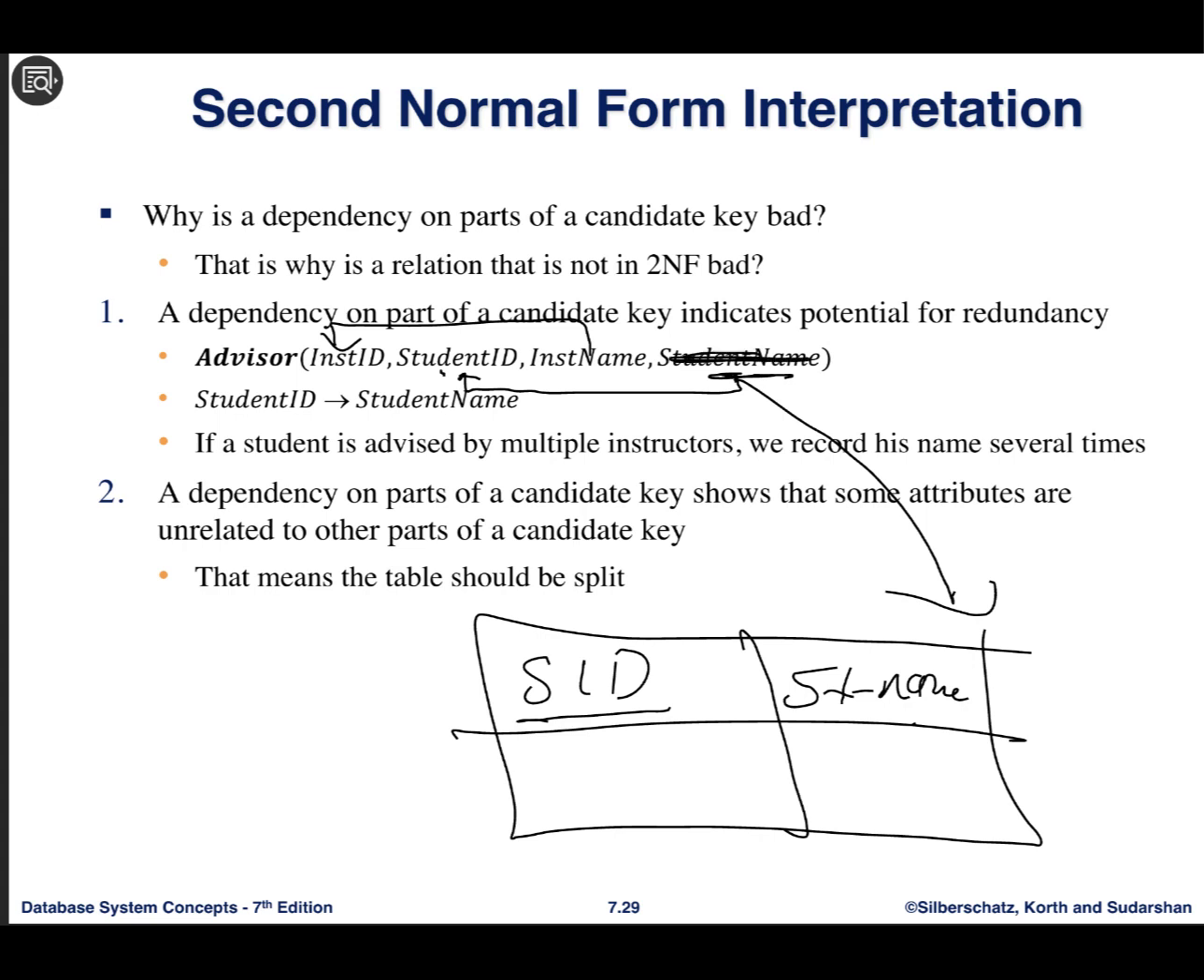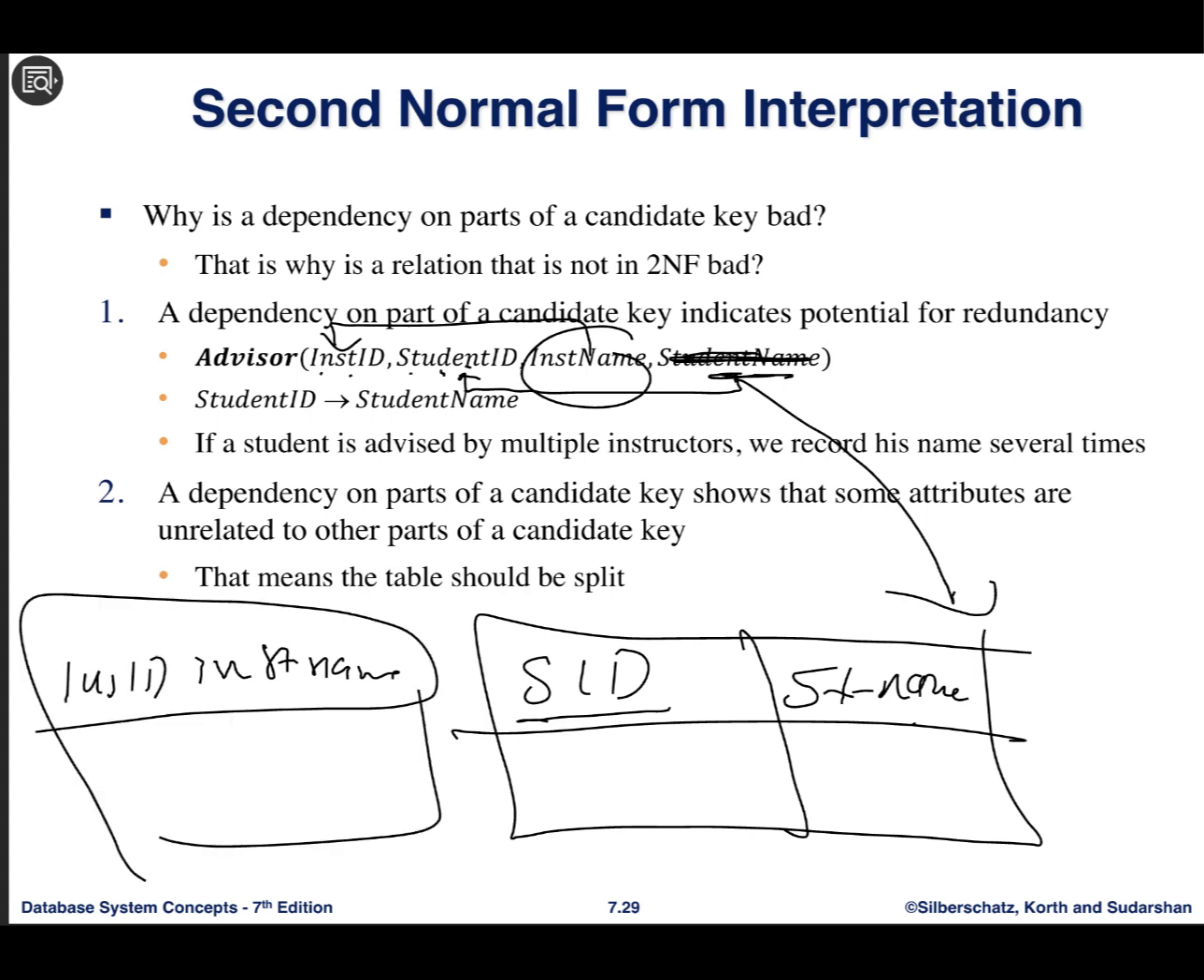You move this one here, and do the same for the instructor ID. You take the instructor name with instructor ID into another relation. The prime key is going to be instructor ID. Then I'm going to remove the instructor name here. So you see that I removed the redundancy of the data.